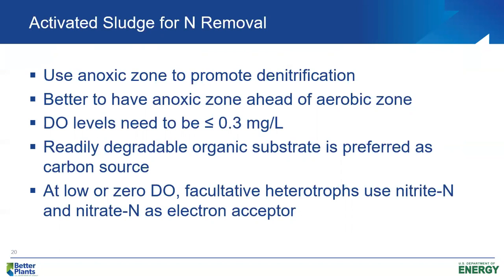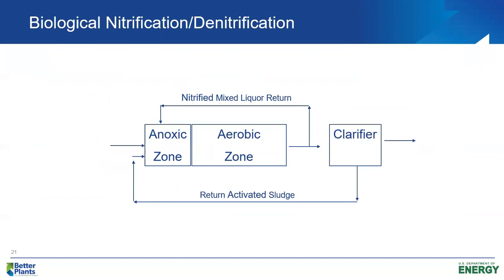So for anoxic metabolism, biological nitrogen removal, we want the DO to be between 0.0 and 0.3 milligrams per liter. And we want there to be readily degradable organic substrate for the bacteria, because the higher the concentration of readily degradable substrate, the higher the rate of denitrification. So typically what we like to do is use what we call a pre-anoxic zone.